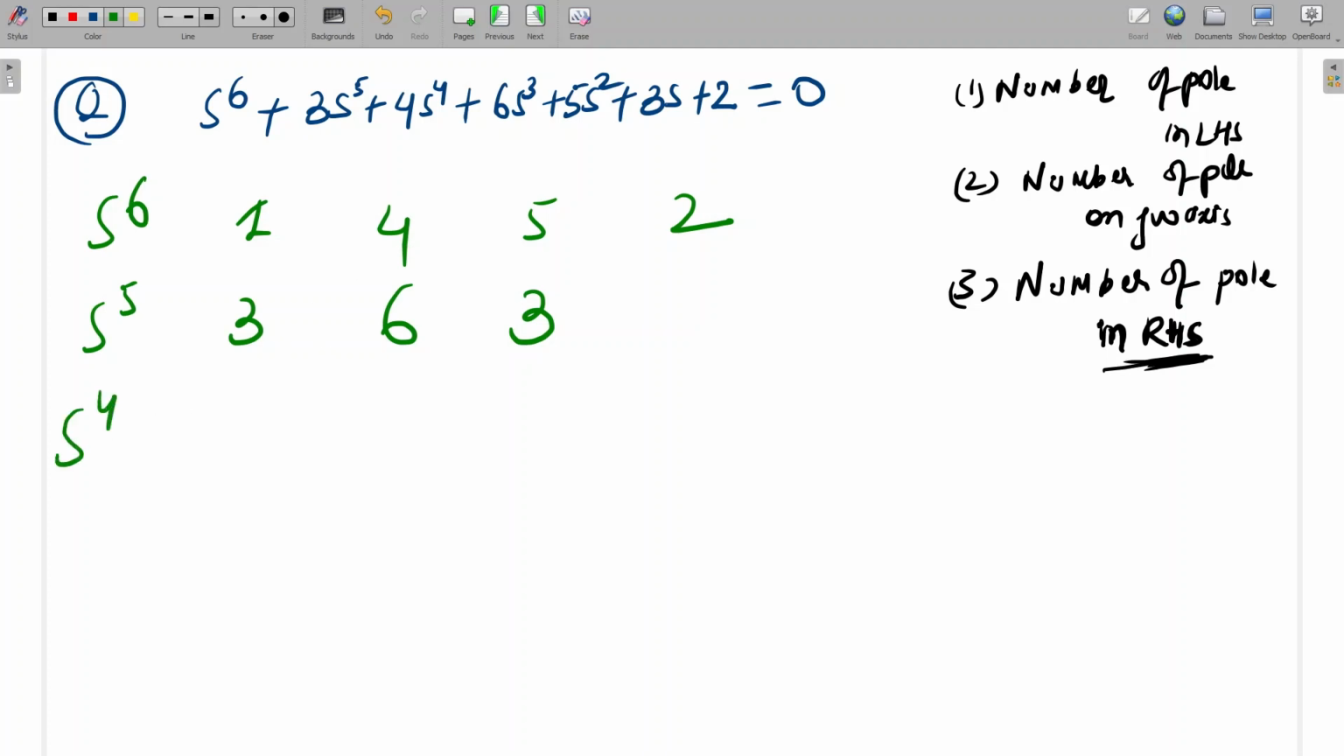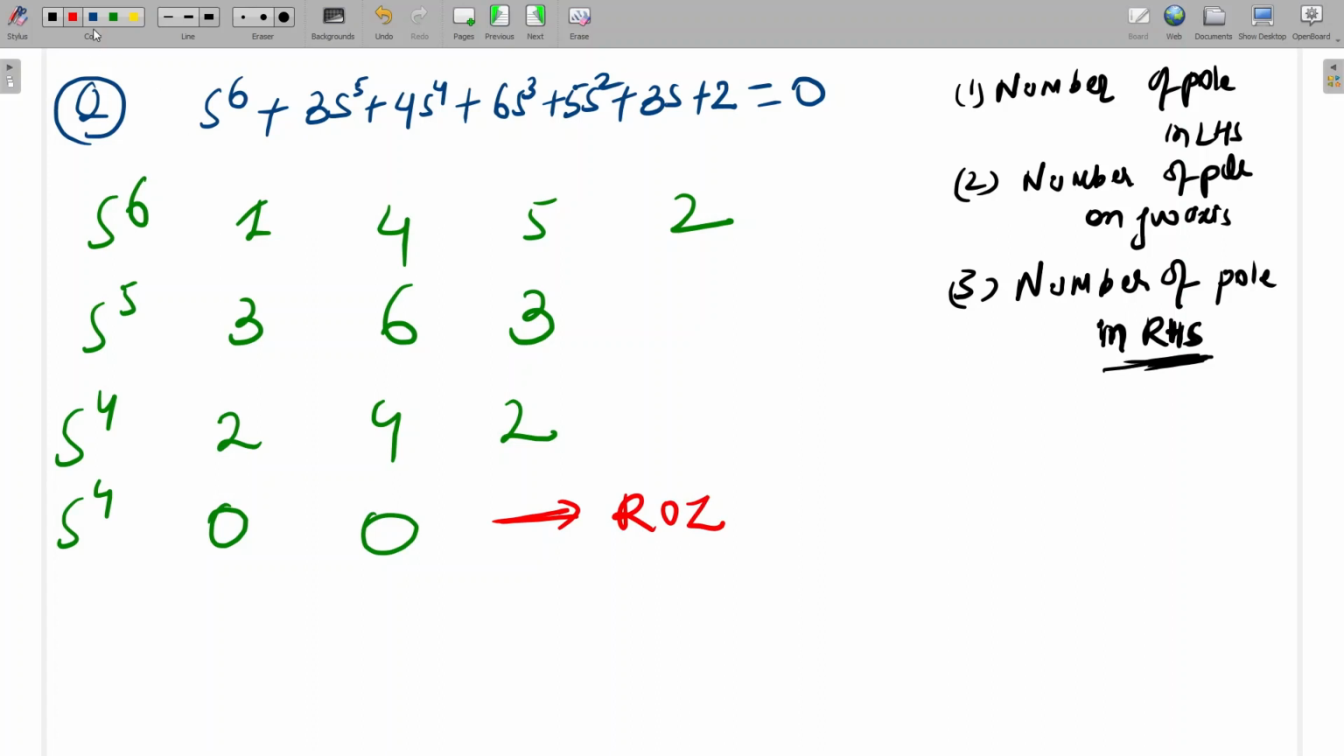3 into 4, 12 minus 6 by 3. It will be 2 only, I think. Yes, 2. Okay. And again 3 into 5, 15 minus 3, 12 by 3, it will be 4. And this will be 2. Correct? So s to the power 3 we can calculate now. So 3 will be 12 minus 12, 0. Here is 6 minus 6, 0. So what is this one? Row of 0. Correct?